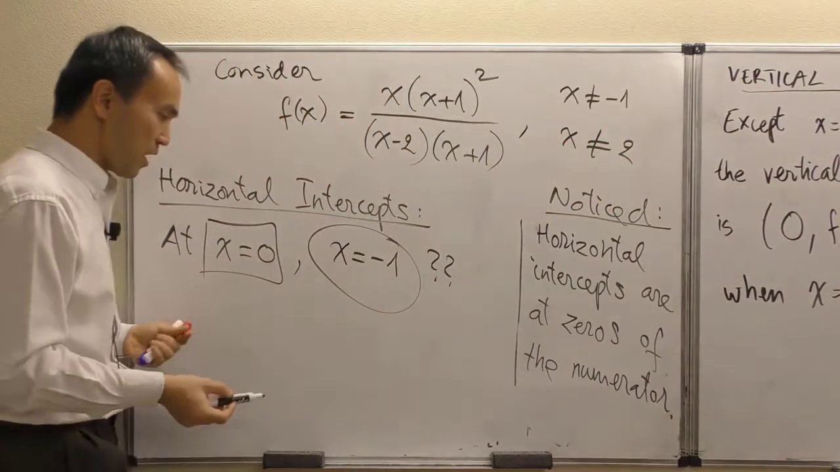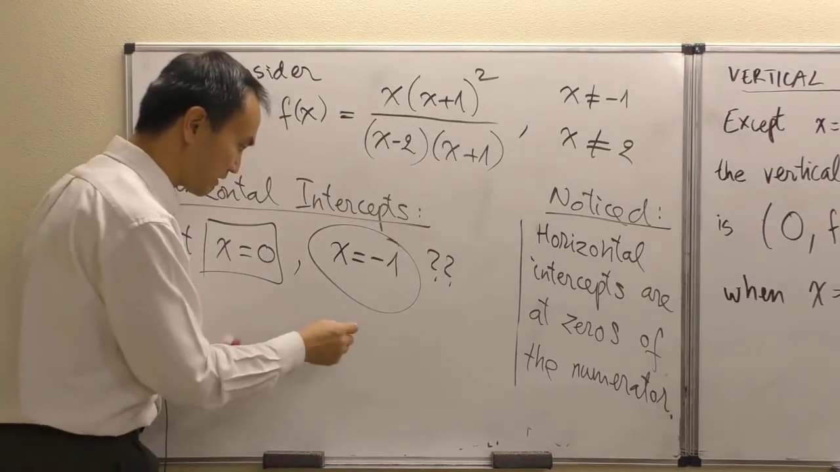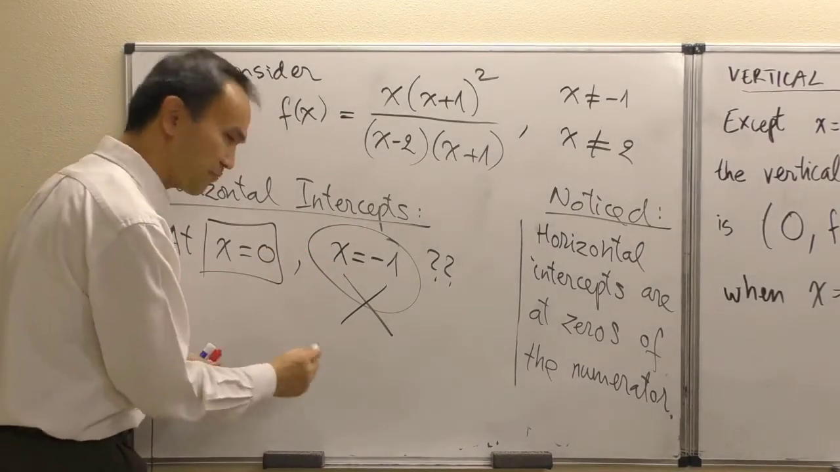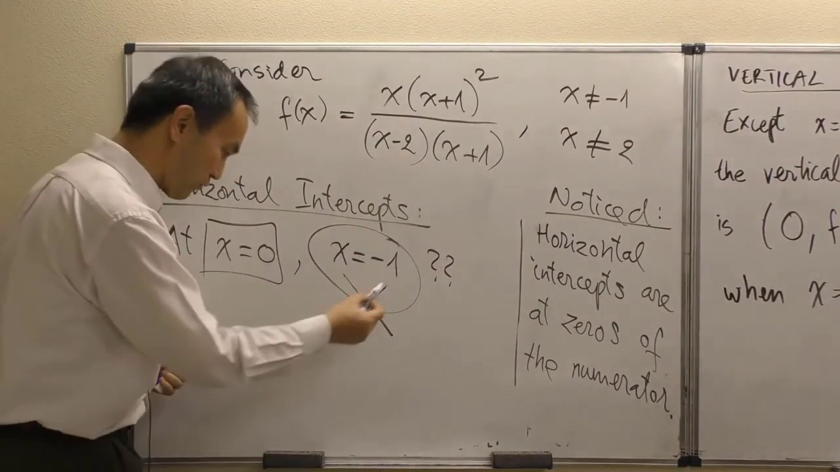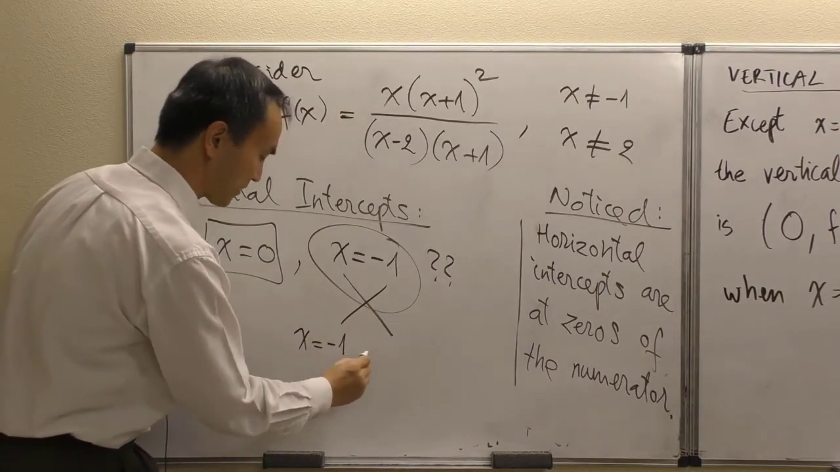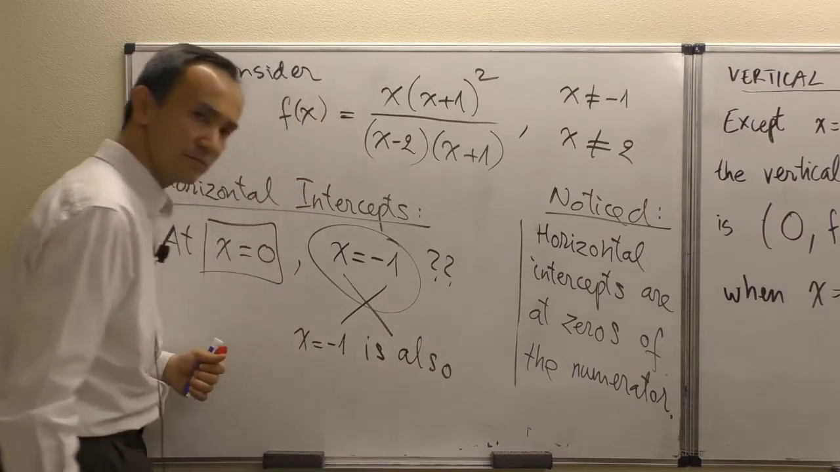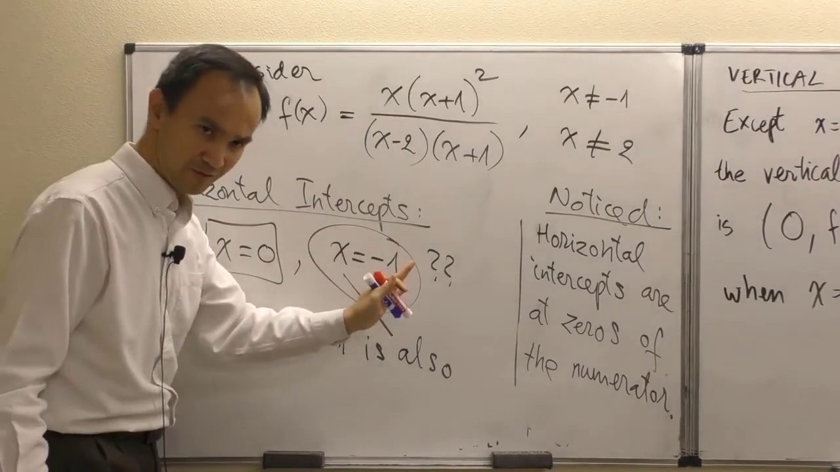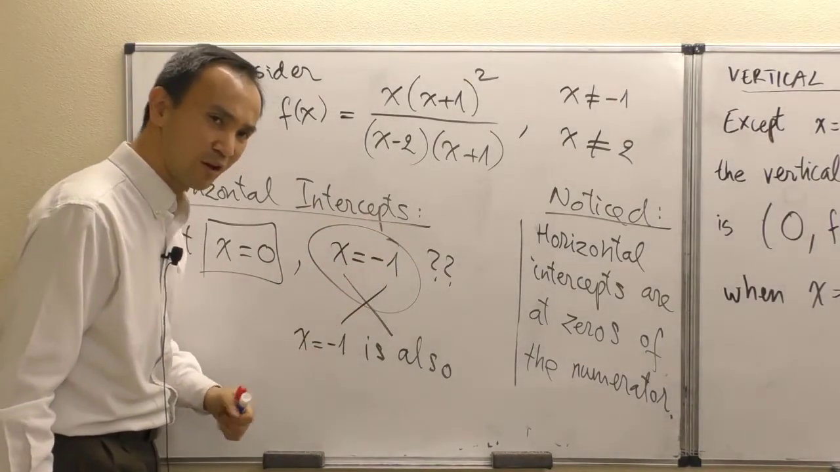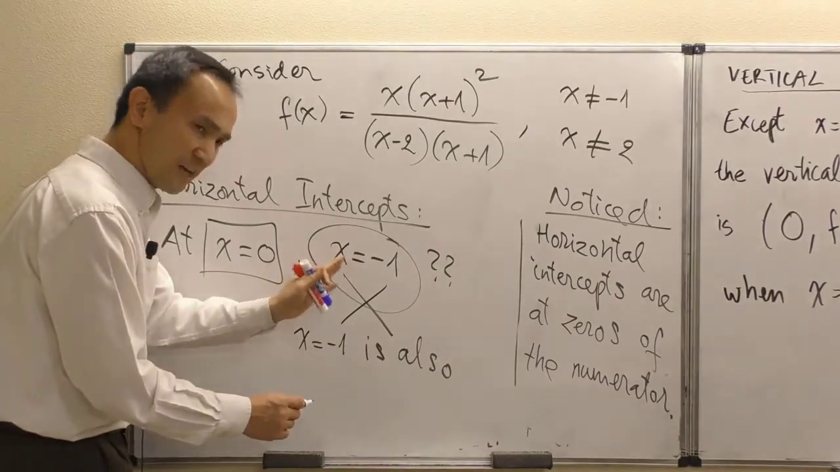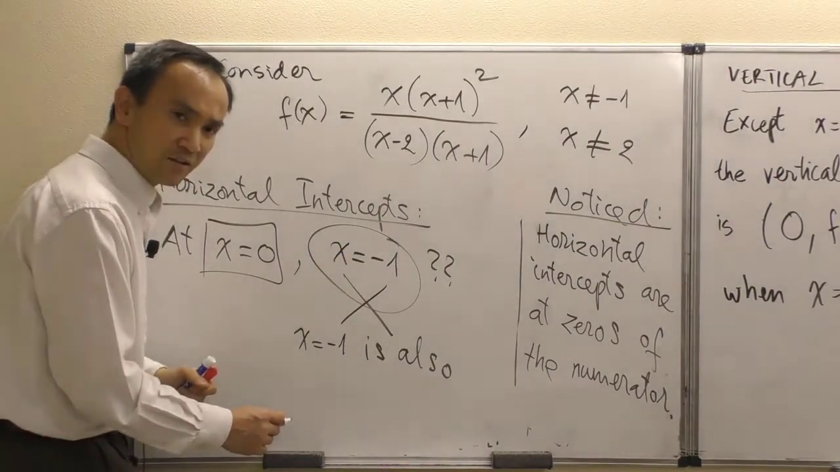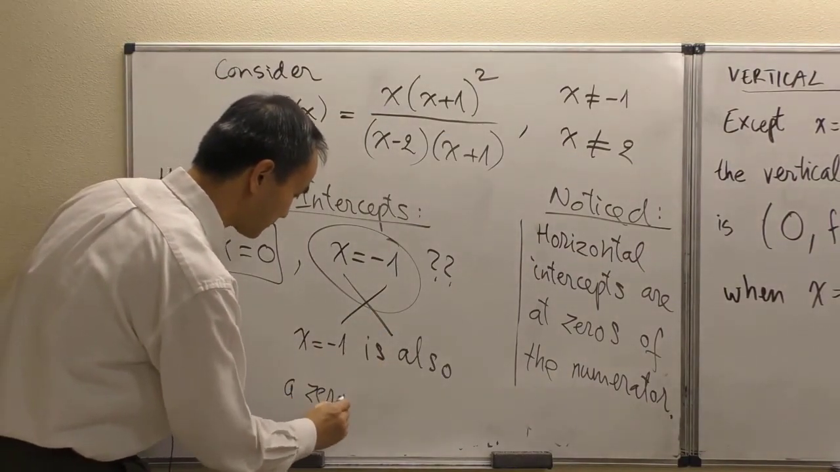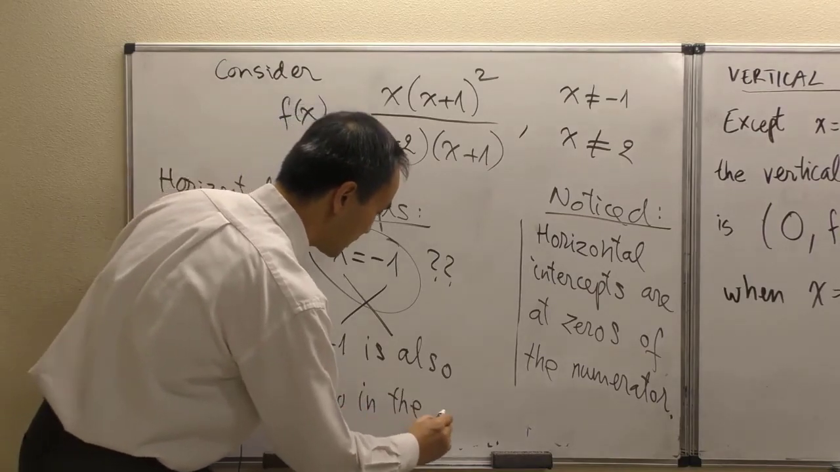So once again, I'm using that same reasoning. We cannot accept x equals -1 as a horizontal intercept, simply because, well, we saw in the picture that we had a hole there. But the real reason is that x equals -1 is also a 0 in the denominator. That kind of reasoning made me filter out this candidate for being a horizontal intercept.